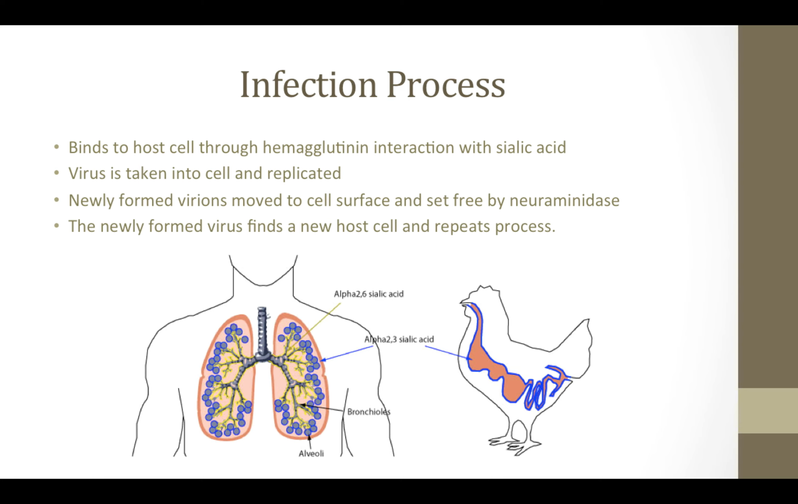After the virus is taken into the cell through endocytosis, it releases its viral RNA for more viral proteins to be synthesized. The newly formed virions either are cycled through again to form new viral particles or secreted to the cell surface where they are stuck until the neuraminidase protein cleaves the link between sialic acid sugars and the newly formed virus, thereby liberating it to cause further infection.